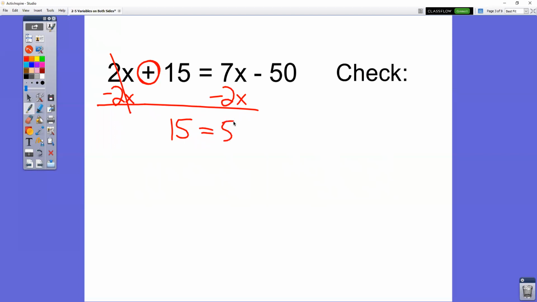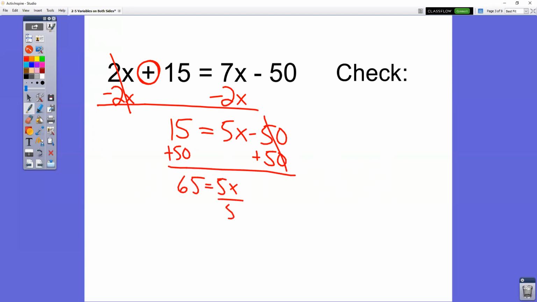7x minus 2x is 5x. Bring down your minus 50. Now you just have a two-step equation, plus 50 plus 50. So 65 equals 5x. Divide by 5, divide by 5. 65 divided by 5 gives you 13. Now, you could, if you wanted to, check your answer. The way that you would check your answer is by taking your answer of 13, subbing it in for x there and subbing it in for x there. If we did that, we would end up with 2 times 13 right there, which is 26. 26 plus 15.